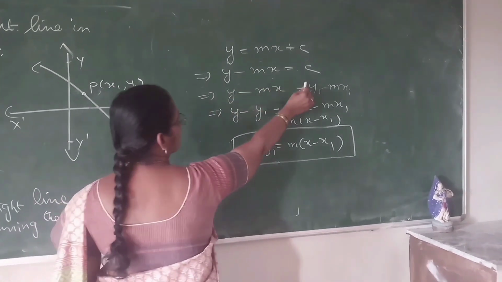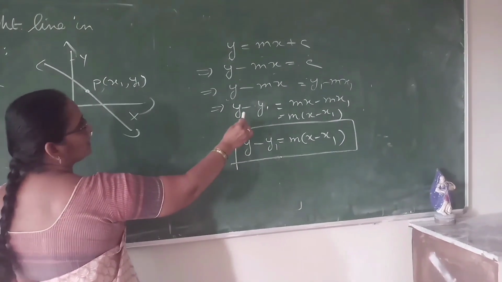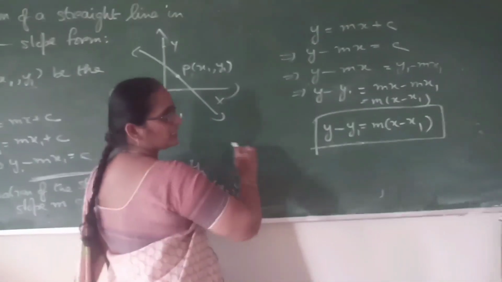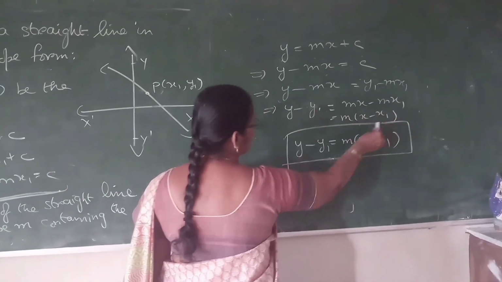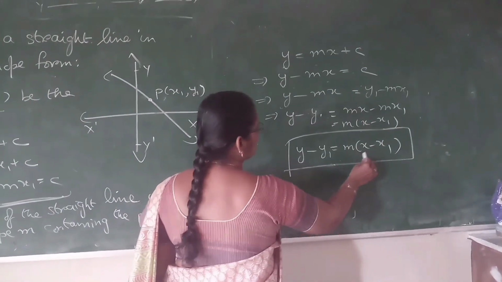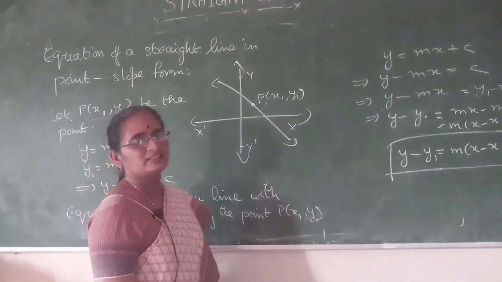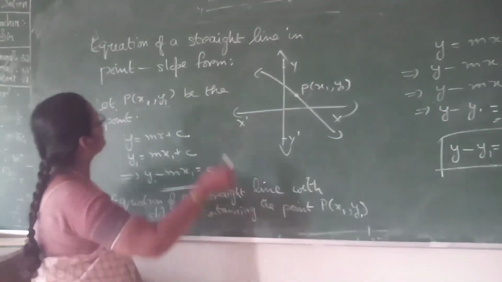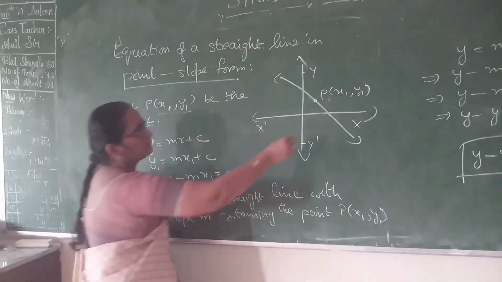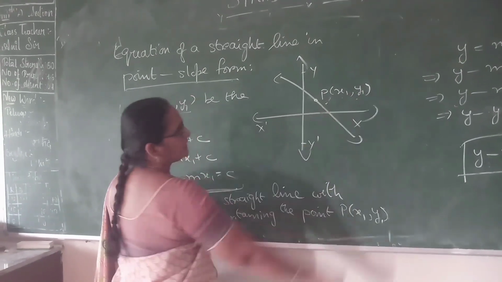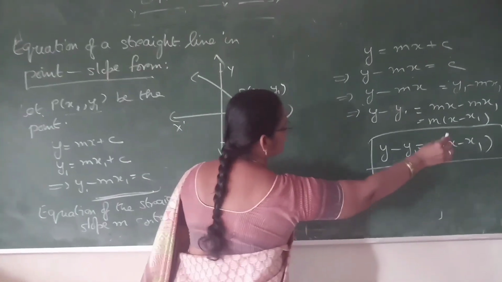Y minus mx is equal to y1 minus mx1. So, why? Because here c is equal to y1 minus mx1. Therefore, y minus y1 equal to mx minus mx1 equal to m into x minus x1. Y minus y1 equal to m into x minus x1 is the equation of the straight line when a point x1 comma y1 is given. That is why we call it as point slope form of the straight line. Point slope form means only one point is given, that is x1 comma y1. Therefore, the equation is y minus y1 equal to m into x minus x1.